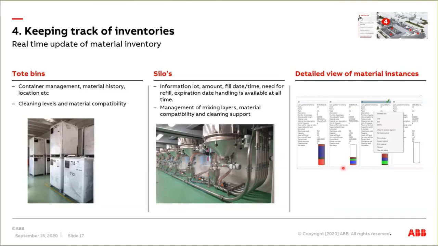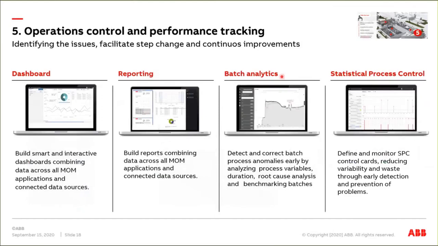And this serves two purposes. On one hand, I can keep track how much I have. I can keep track on mixing levels if it's required between these different lots. And I can also set levels where I want refilling. So that takes me to the last part of the short virtual tour here. And that is about operations control and performance tracking. And this is basically where I can use the data that I have collected during this virtual tour to make smart decisions and to improve.